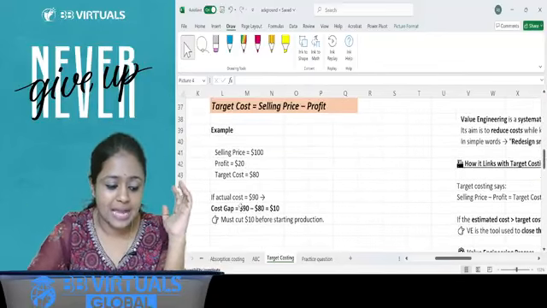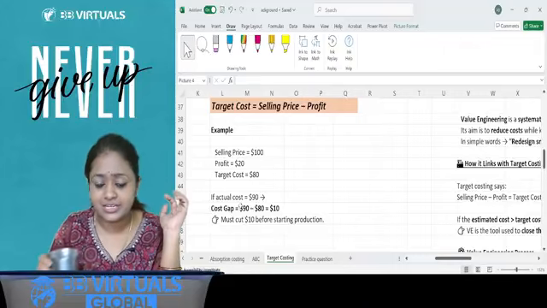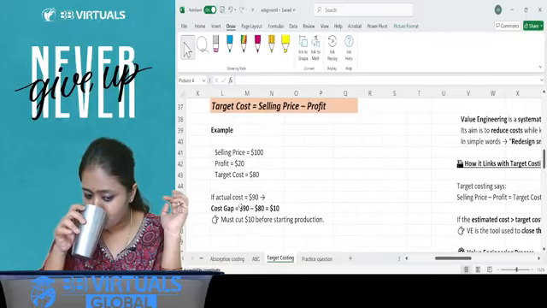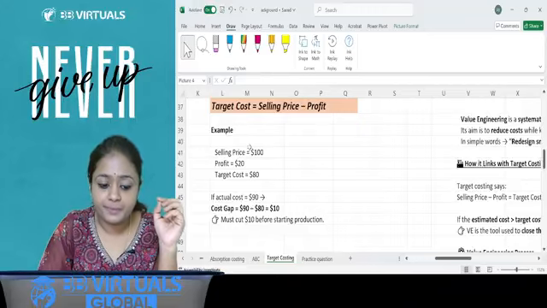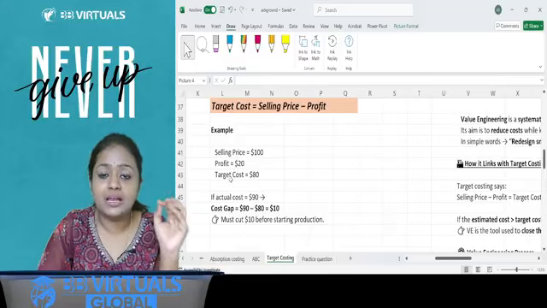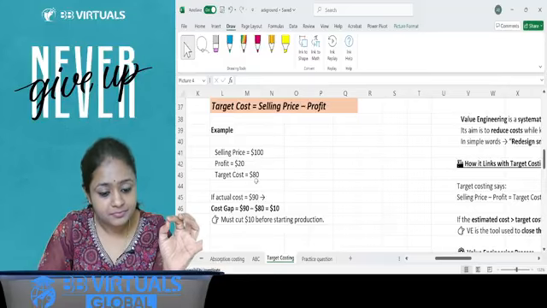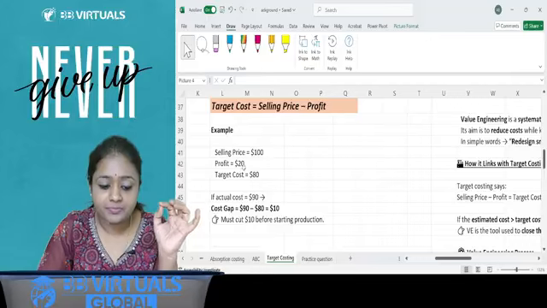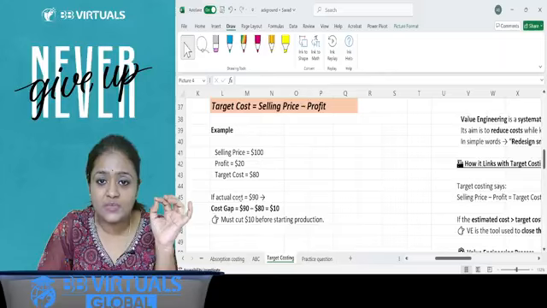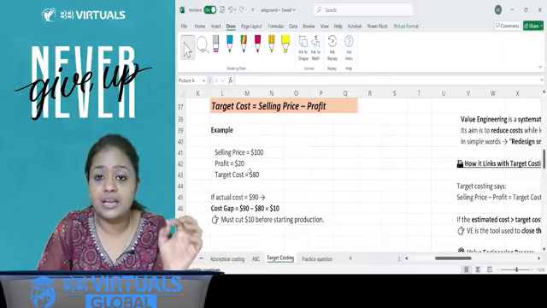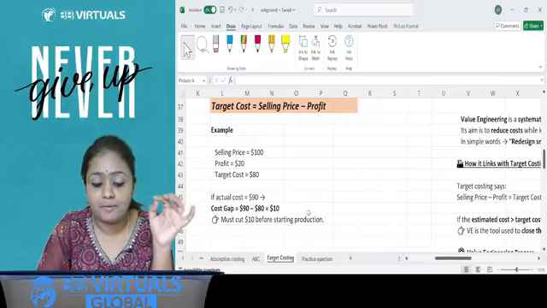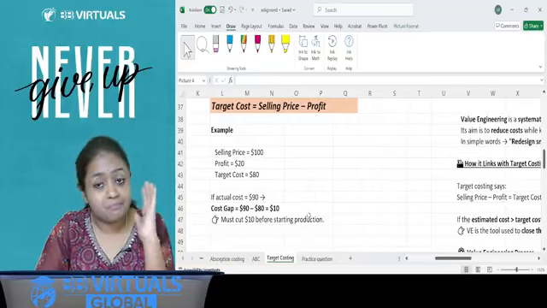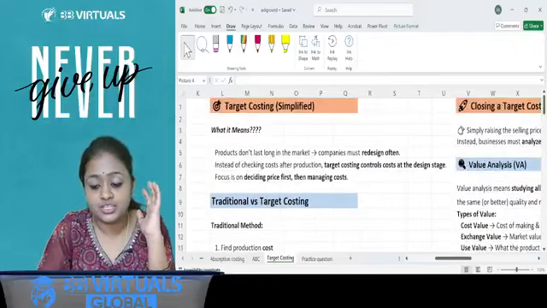I have taken a quick example here just to make it absolutely crystal clear. Selling price is 100, profit is 20, target cost is 80. What is your actual cost? Let's say the actual cost is 90, your target cost is 80, we have to try to reduce this cost gap. Okay, and we must reduce it by 10 before we start production. Because whatever we can do is before production only.